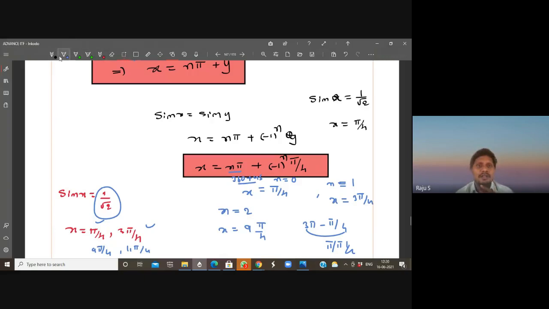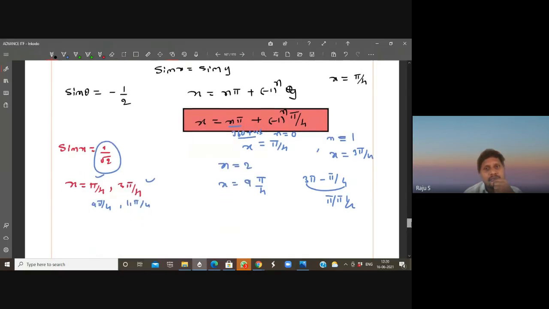Not only that, you can take sine theta equal to any other value. For example, I want to take sine theta equal to minus 1 by 2. Sine is negative in which quadrant? Third and fourth. Third means more than 180, fourth means less than 360. And also 1 by 2.